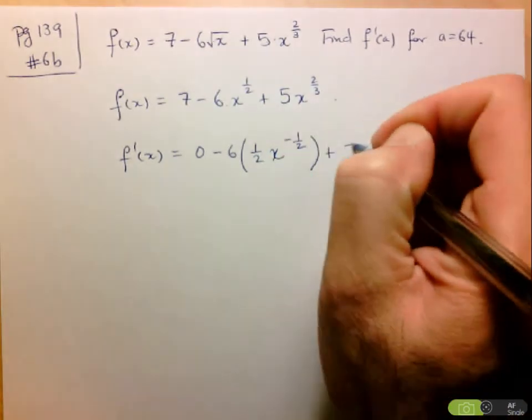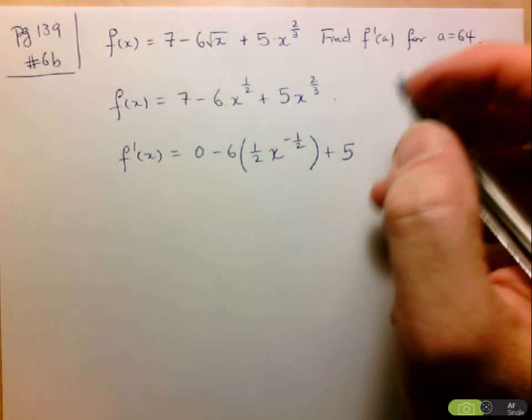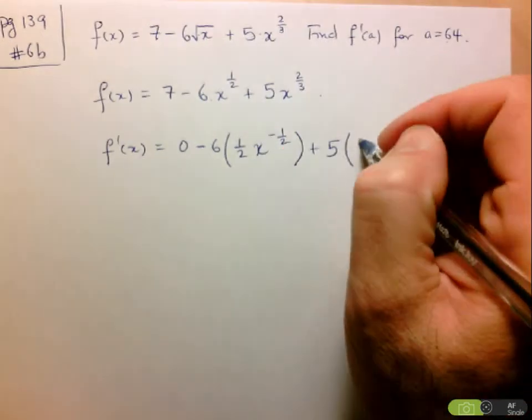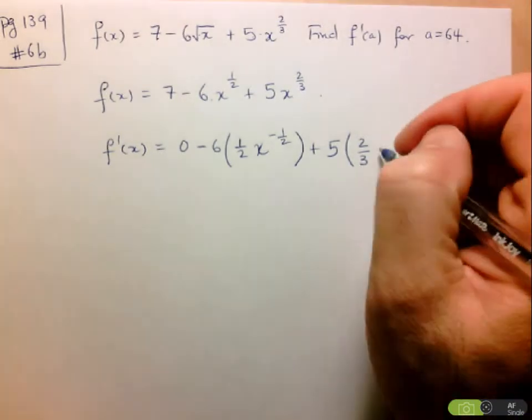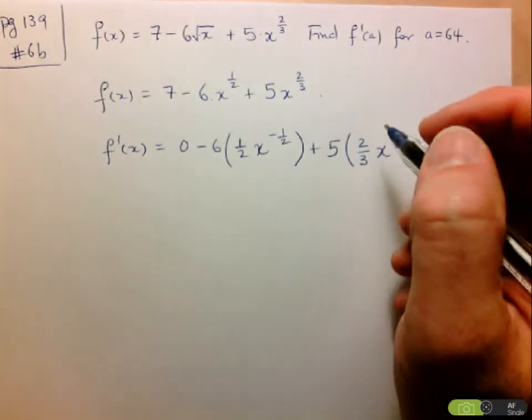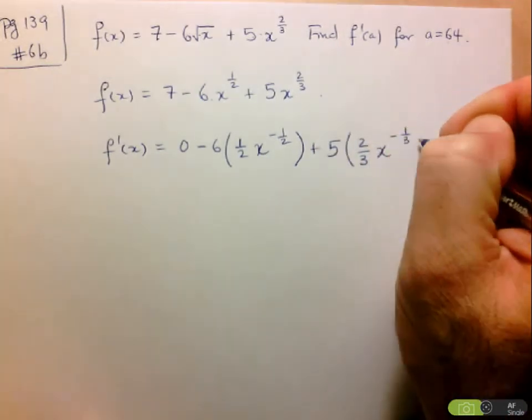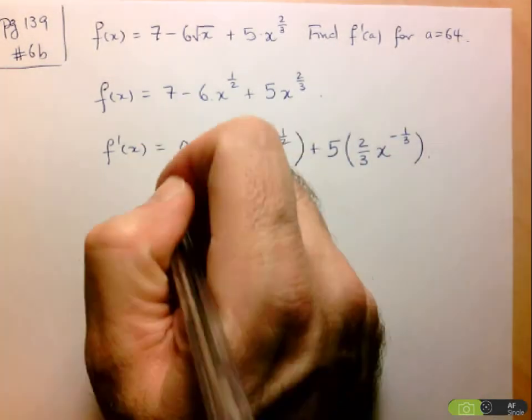And then plus 5, just a constant times another function. So I can now find the derivative of x to the 2/3, and similarly we have 2/3 becoming the coefficient, and then the exponent decreasing by 1. So 2/3 minus 1 is negative 1/3. Okay, so let's simplify this.